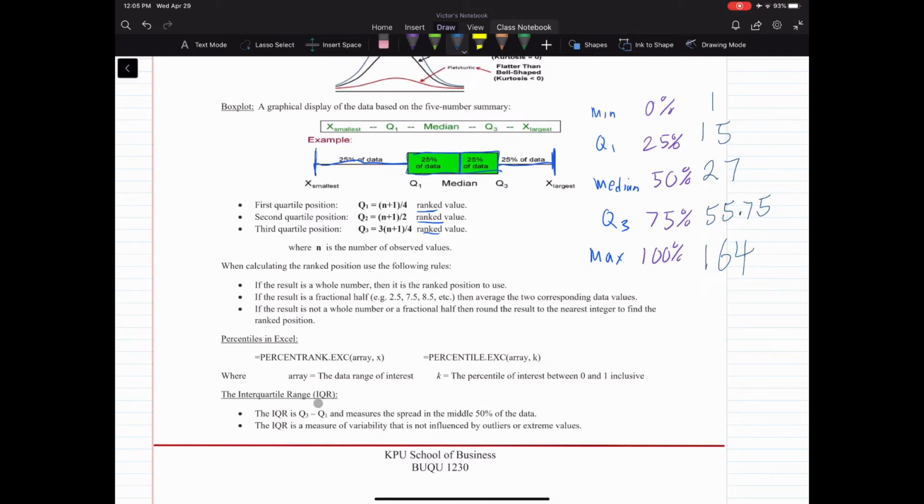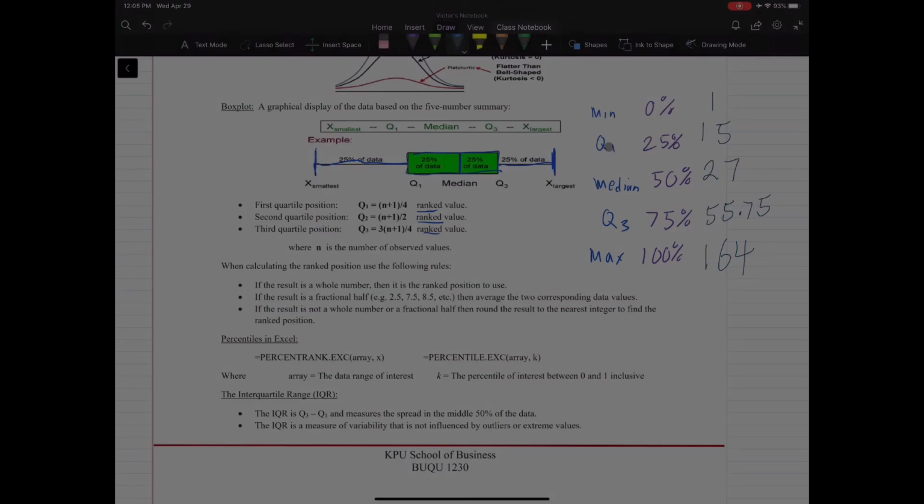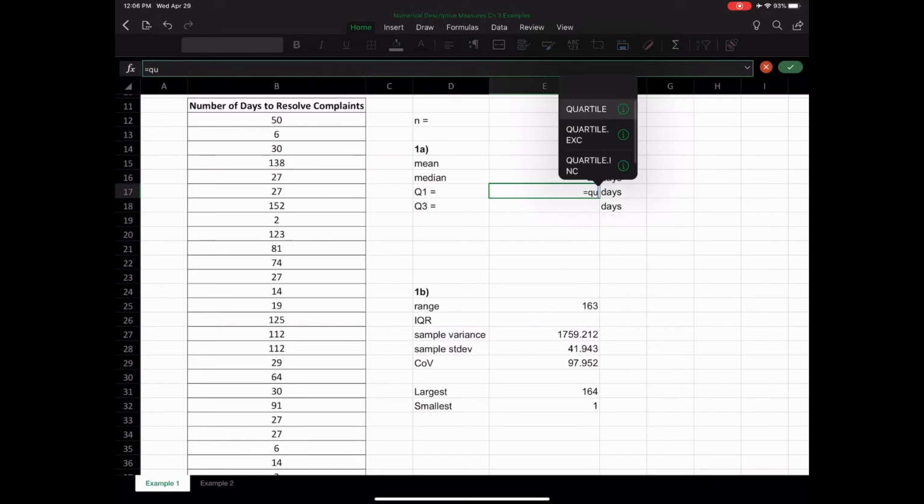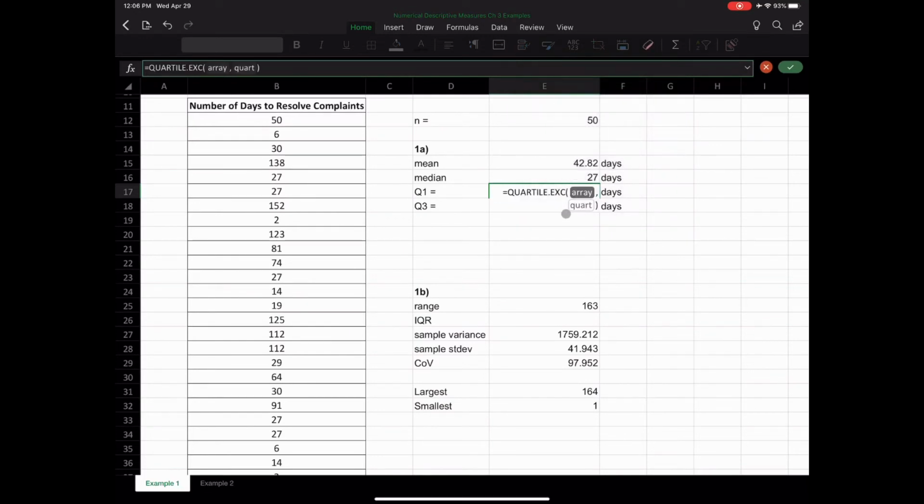So once we know the definition for IQR, Q3, and Q1, we can now calculate these three numbers. To calculate Q1, the first quartile, the formula that we're going to use is equal quartile. You'll see that Excel has different formulas here. We're going to choose the second one, QUARTILE.EXC. Then we open the bracket, and we highlight the data from B12 to B61, and then comma.